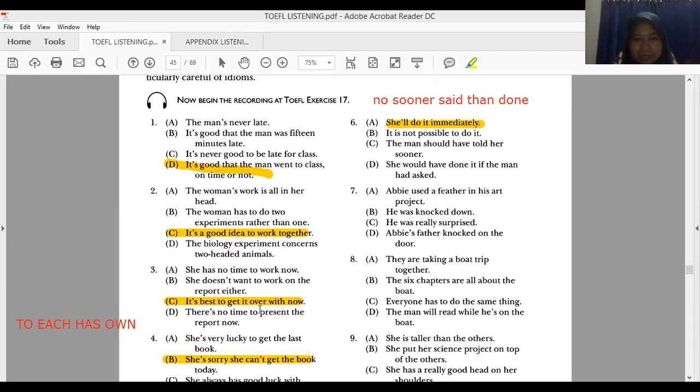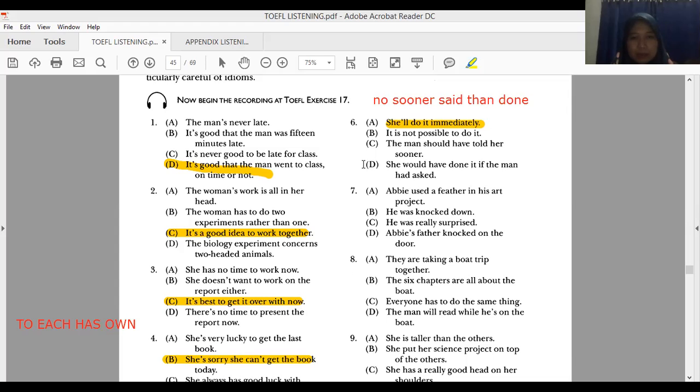Seven, Miss Vivid. Number 7. Did you hear that Abby won the art scholarship? You could have knocked me down with a feather. What does the man mean? Vivid, what do you think? Alpha, Abby used a feather in his art project. Dia menggunakan bulu di art project. Art scholarship? You could have knocked me down with a feather.